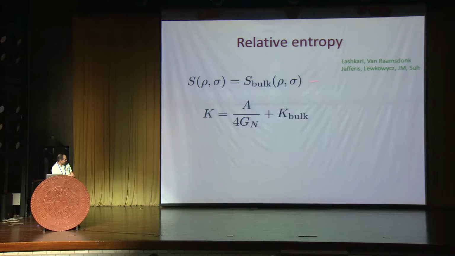We don't know exactly what the form of the G-Newton corrections will be here. And this formula is based on the idea that the modular Hamiltonian of the boundary theory has a piece in the bulk that is given by the area, just the C number, so the area over G-Newton, plus the bulk modular Hamiltonian, so the modular Hamiltonian of the bulk fields.